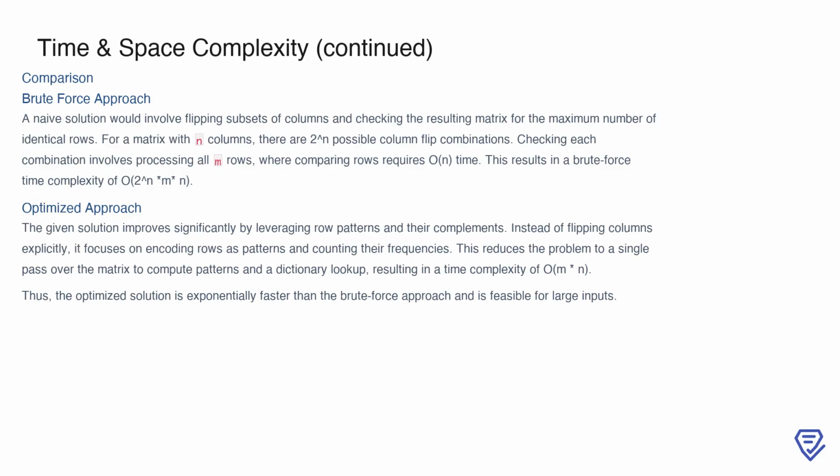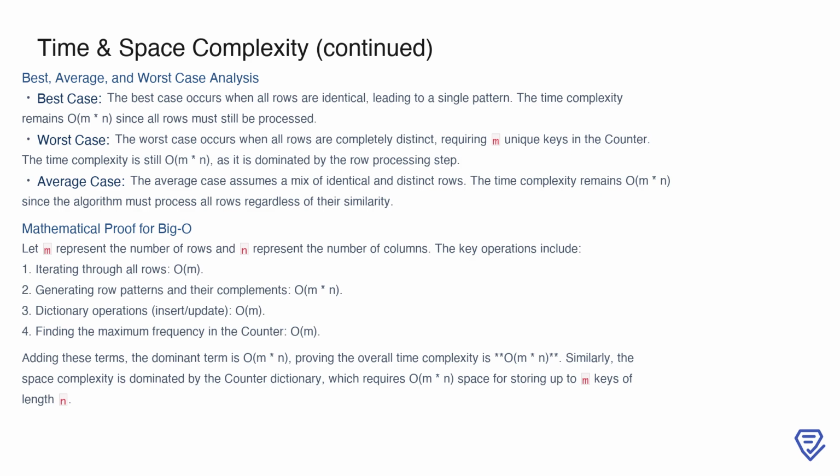The optimized approach avoids explicit column flips by encoding rows as patterns and their complements, counting these patterns, and finding the maximum frequency. This requires only a single pass through the matrix to compute the patterns, with a time complexity of O(m*n). By avoiding the exponential growth of the brute force method, the optimized approach is significantly faster and practical for larger matrices. Now let's analyze the best, worst, and average cases for this algorithm. In the best case, all rows are identical, leading to just one unique pattern.